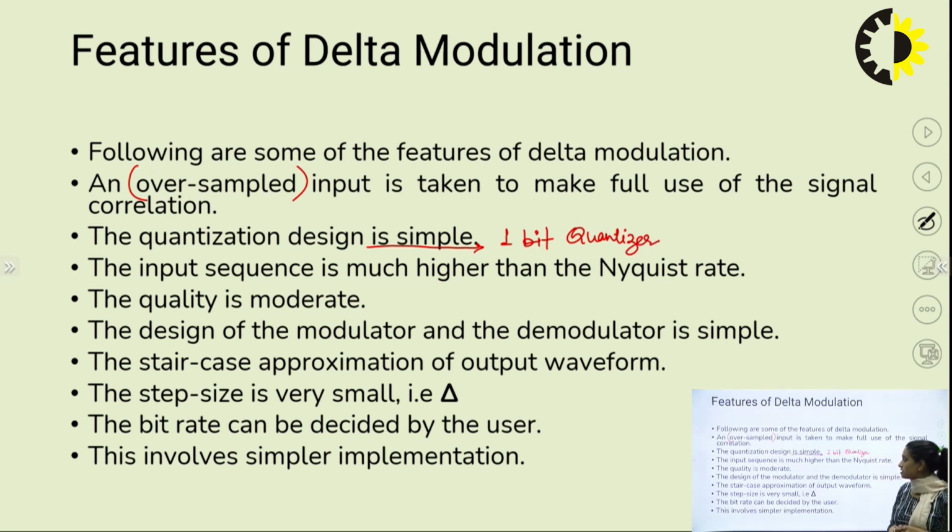The input sampling rate is much higher than the Nyquist rate. As discussed, the quality is moderate. The design of the modulator and the demodulator is simple. It is simply a staircase approximation of an analog signal, true. The step size is very small. So the prominent features that we must talk about are that it uses oversampling, it uses a 1-bit quantizer, and the step size is very small, corresponding to plus and minus delta. So it involves simpler implementation.